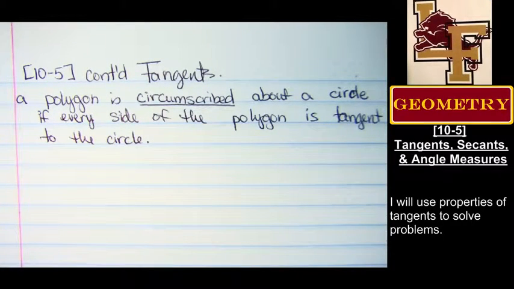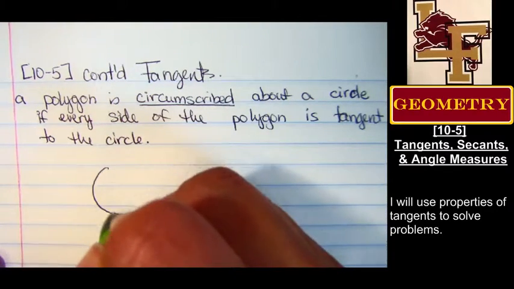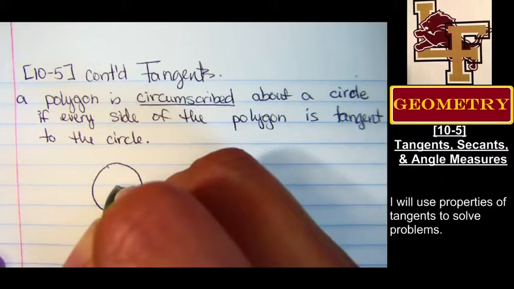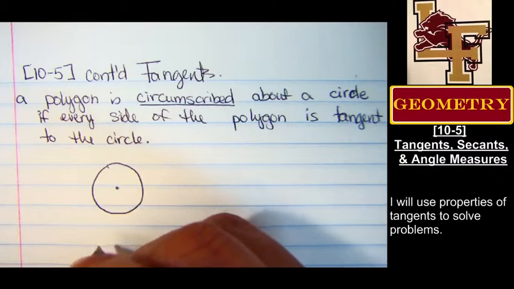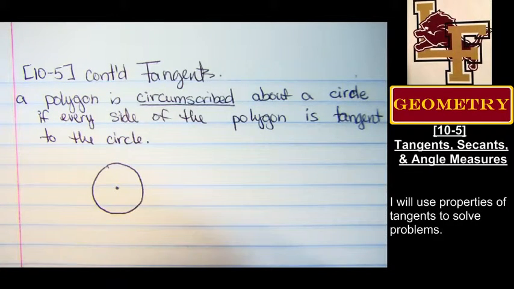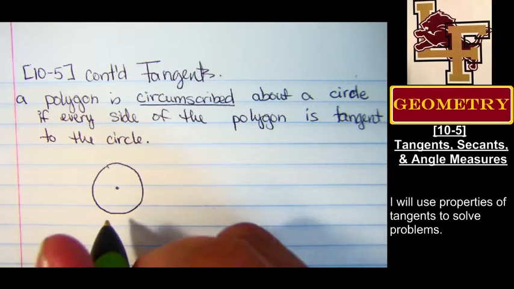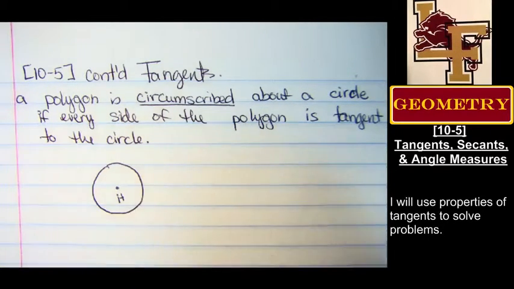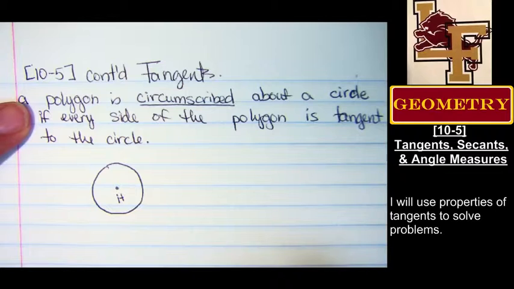So if I start with a circle and I make sure that when I draw my polygon, all of those sides only touch the circle in one spot, we're in good shape. Okay? So let's draw a circle. Go ahead and name it. So you can go whenever you're ready. Okay, all right, now let's draw a polygon circumscribed about this circle.